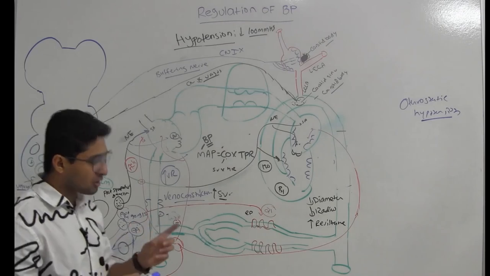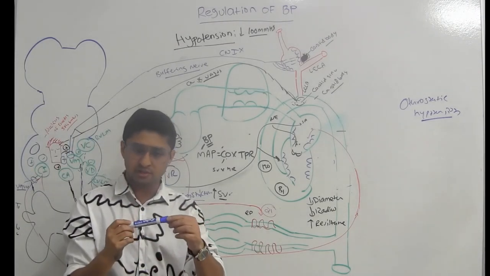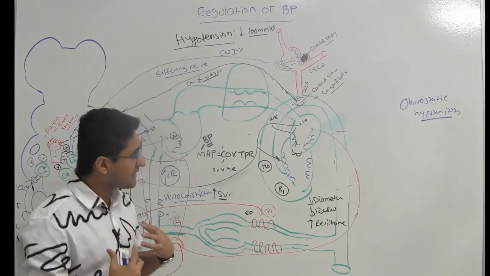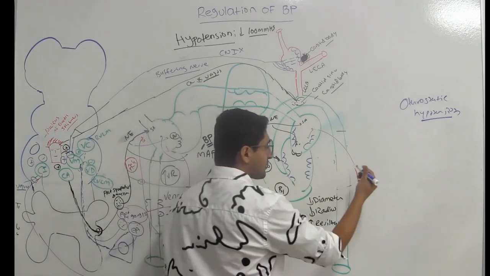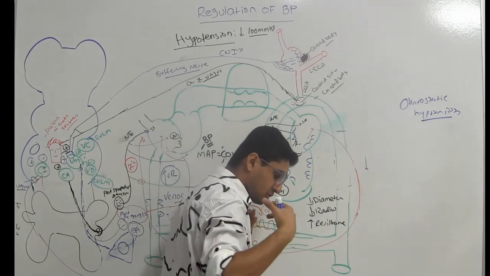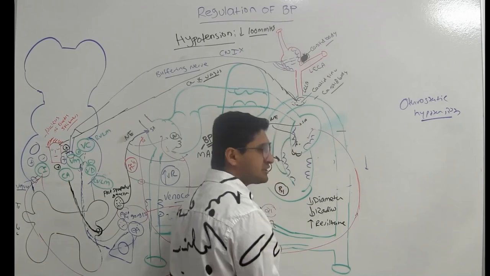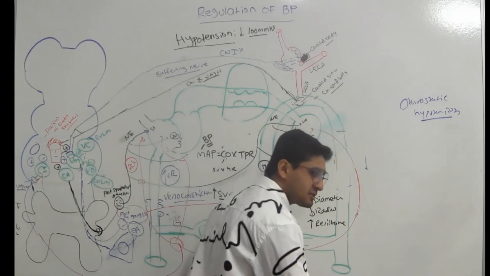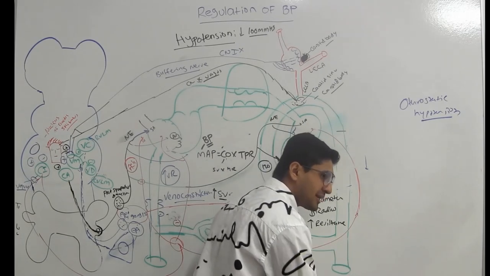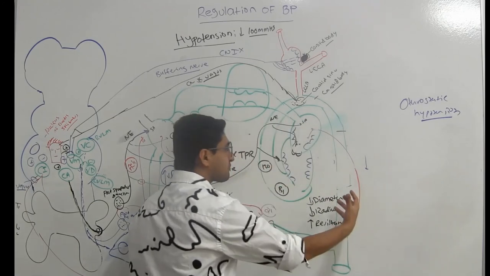Because what orthostatic hypotension basically means is that, let's say when you are in supine position and you suddenly get up. When you suddenly get up, in the normal case, all the blood goes to the periphery, to the legs, right? That means your venous return decreases, right? When your venous return decreases, your cardiac output decreases, right?